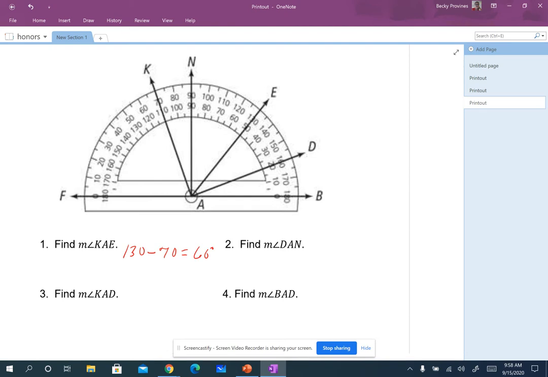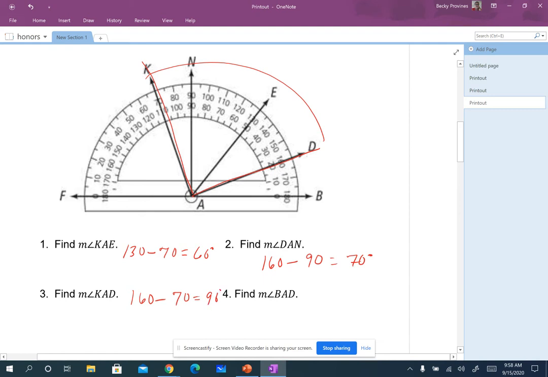Let's find the measure of DAN. DAN. Okay, so now I know sometimes the line goes through the number, and if it's hard to read, look at the number on either side to help you judge. So this is 160, and if you just look at this, that kind of looks like a 50, but if you look at both sides, that has to be a 90. So my answer is 70. Okay, next one, KAD. KAD. All right, we're going to find the measure of this angle. So it's 160 and 70, which is 90.